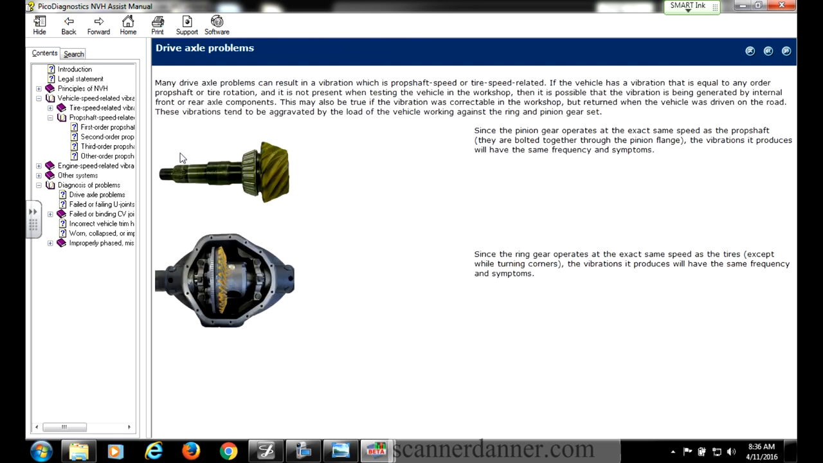And then drive axle problems. Many drive axle problems can result in a vibration which is prop shaft speed or tire speed. If the vehicle has a vibration that's equal to any order prop shaft or tire rotation and is not present when testing the vehicle in the workshop, it's possible that the vibration is being generated by internal front or rear axle components. So we can't totally disregard the bearing, I believe. That was our original suspicion here based on this statement.